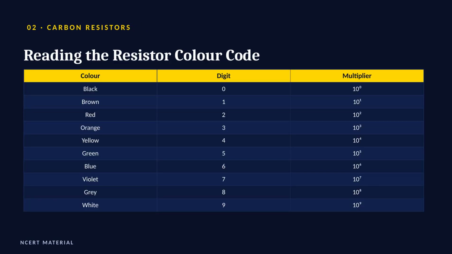Every carbon resistor has colored bands painted on it that tell you its resistance value without needing a multimeter. The first band gives the first significant digit, the second band gives the second digit, and the third band tells you the multiplier, basically, how many zeros to add. Black stands for 0, brown for 1, red for 2, and so on, all the way up to white for 9. A handy memory trick many students use is, quote, BBROY of Great Britain has a very good wife, unquote, where each bold letter represents a color in order.